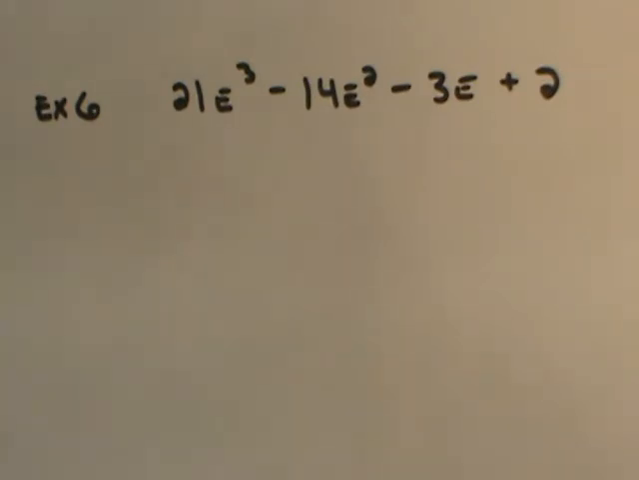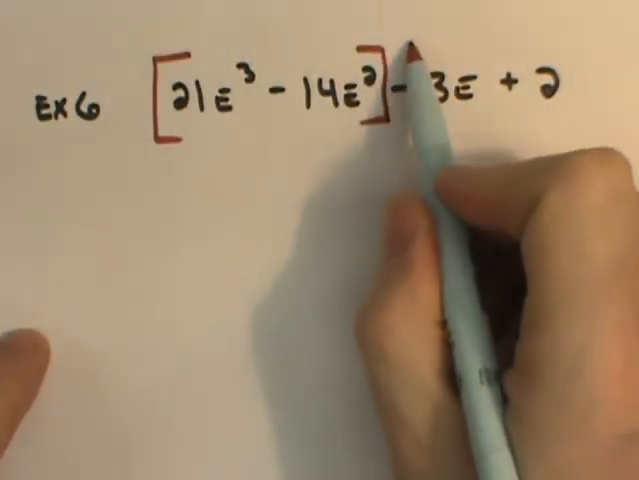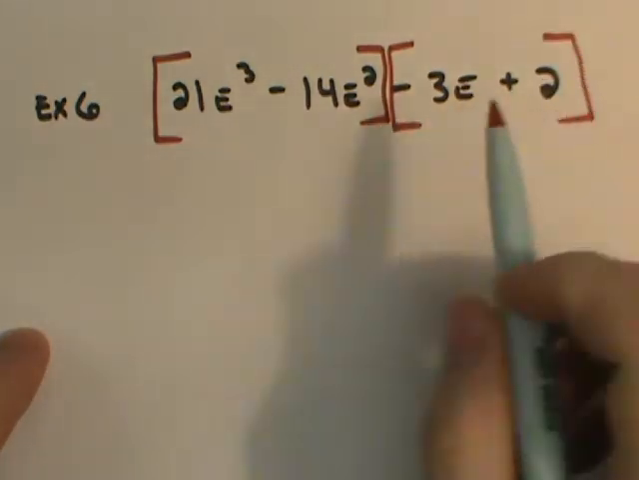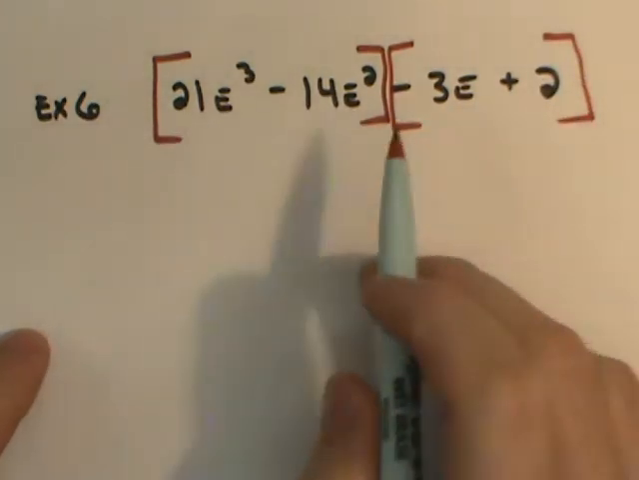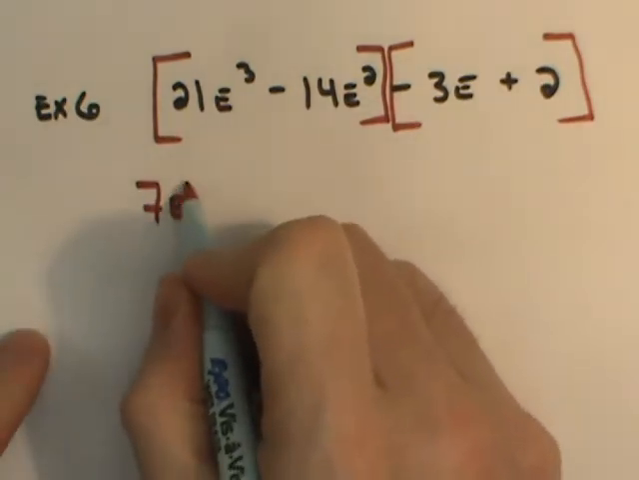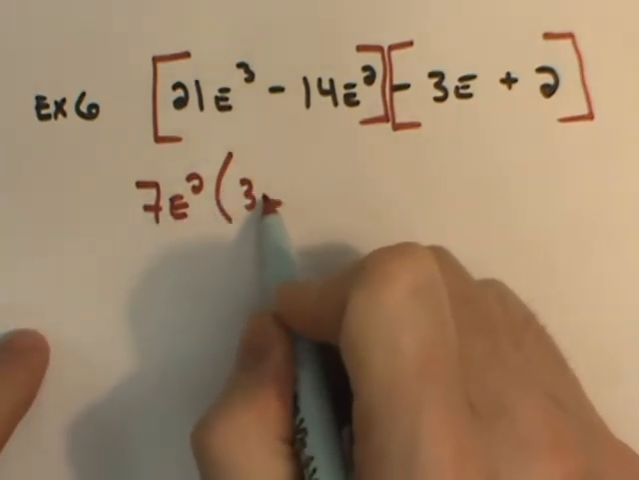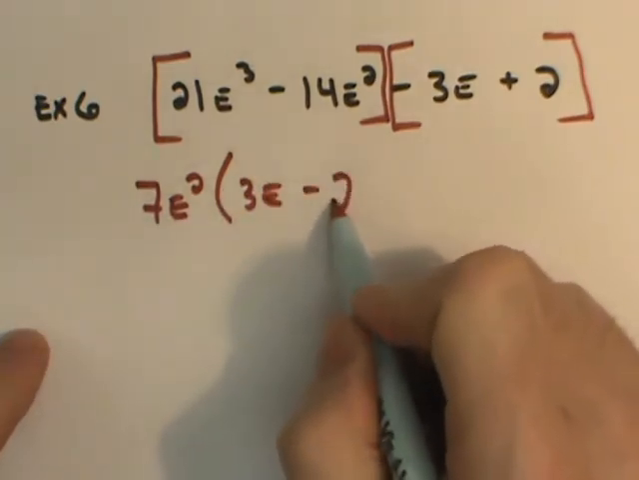Example number 6. Again, very similar. You're going to group the first two, group the last two. From the first set, you have to ask yourself, what can I pull out of there? And so we look at that. It's just screaming at us. We can pull out a 7e squared. As you pull out 7e squared, you would be left with 3 minus 2.